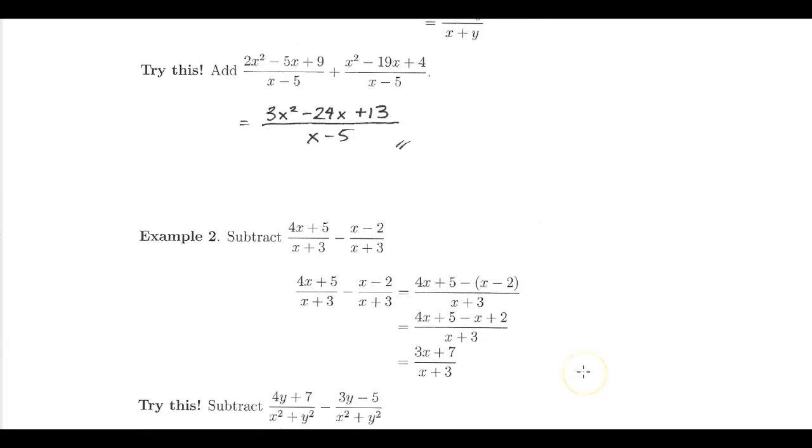Okay, so try this next problem and pause the video, and then come back when you're done, and we can take a look to see if your work matches my work.